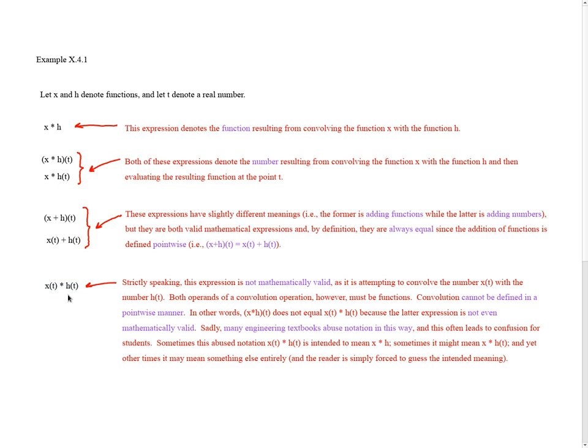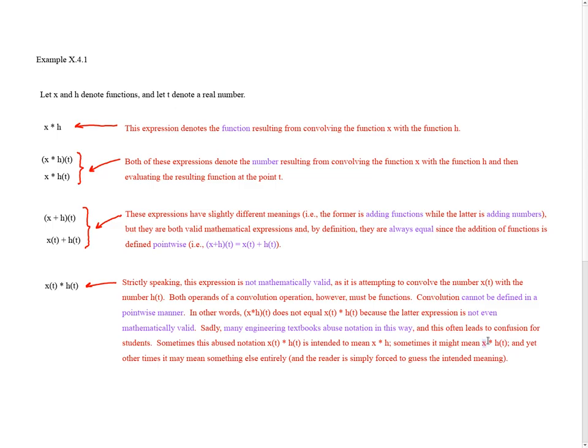With all this said, though, there's a very pervasive practice in engineering to abuse mathematical notation in a number of ways. And this type of notation is often used by many textbooks in engineering. If you see a textbook that writes something like this, what it means is basically, well, make your best guess. In some contexts, it may mean something like x star h. In other words, sometimes this kind of abused notation is intended to mean just convolve the function x with h, but don't evaluate it at a point, just take the whole function.